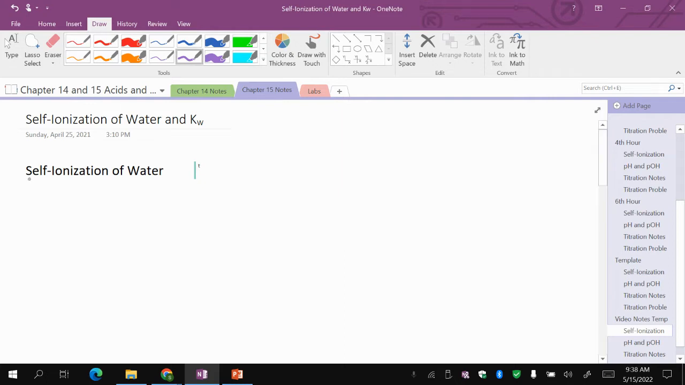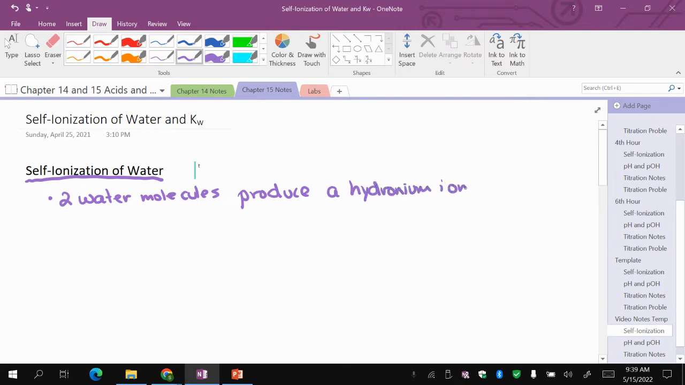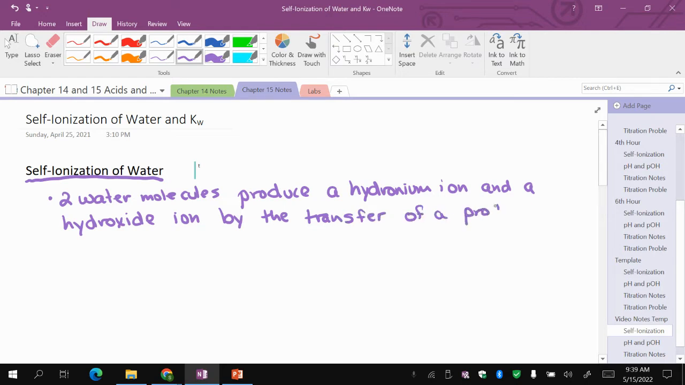Today, we're going to talk about the self-ionization of water. And so when you have two water molecules, they produce a hydronium ion and a hydroxide ion by the transfer of a proton. And so I will draw this out. I'll write out the equation and I'll draw the Lewis structure so you can see what exactly is going on.